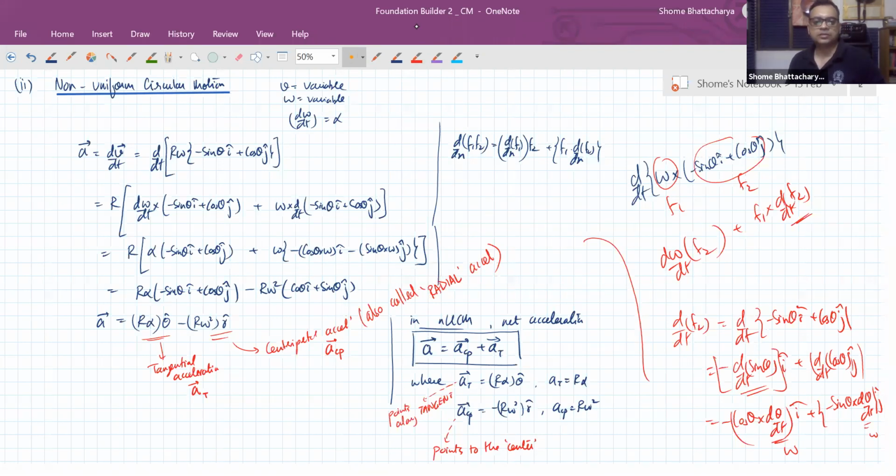Have you understood, Siddharth? And of course this whole term is nothing but theta cap. This is the tangential unit vector theta cap. And this whole term is the radial unit vector r cap. So we have replaced it with that.